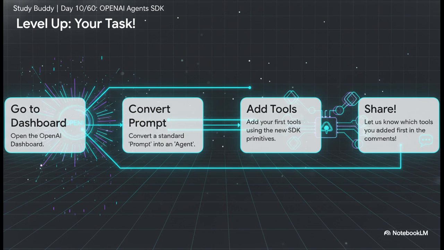All right, now it's your turn to get your hands dirty. Here's your task. Head over to the OpenAI dashboard. I want you to try converting a standard prompt into a functional agent. Then, start adding your first tools using these new SDK primitives we just talked about. And when you're done, share your creation in the comments. Let us know which tools you added first.